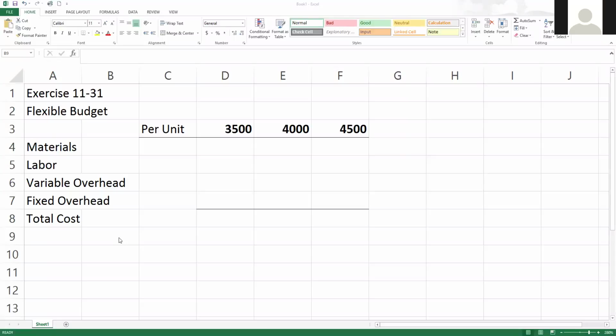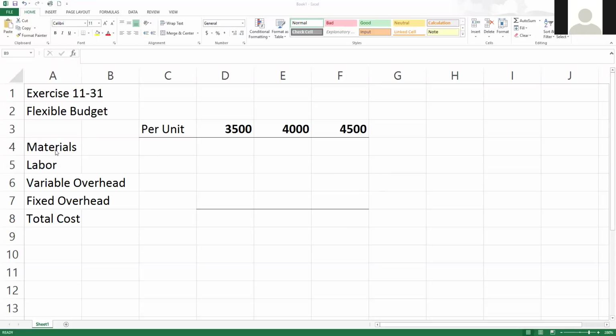But all the budgets we've seen so far have said, we are going to sell this many products. We're going to make this many products. But sometimes you really don't know. In the case of exercise 31 in chapter 11, they would like us to do a budget assuming they make 3,500 products, 4,000 products, and 4,500 products. So we're looking at three possible levels of production and trying to figure out what the cost will be if we make each amount of products.